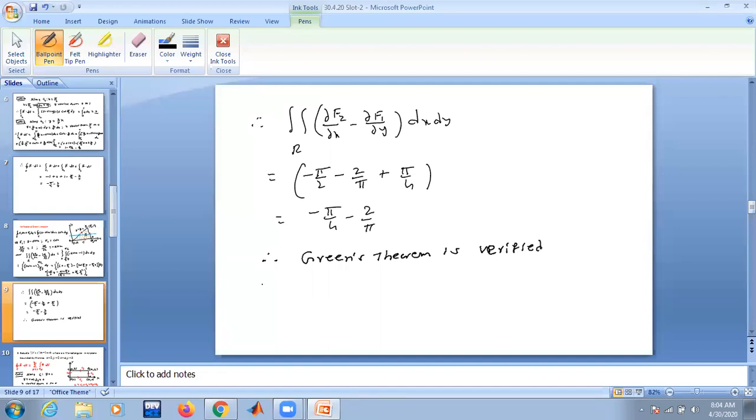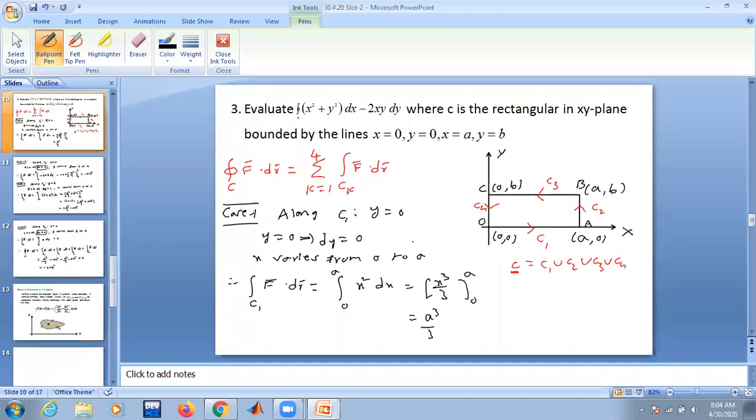Okay, since integral over C f bar dot dr bar is equal to double integral over R dou f2 by dou x minus dou f1 by dou y. Now see how easy to do the next problem. In the next problem we did line integral over 4 straight lines and took the sum. But now you see it is a simple closed curve in xy plane. Whenever you have a simple closed curve in xy plane, you can simply convert this line integral into double integral. Okay. Now what is the advantage?